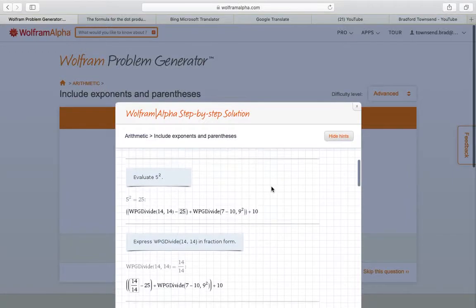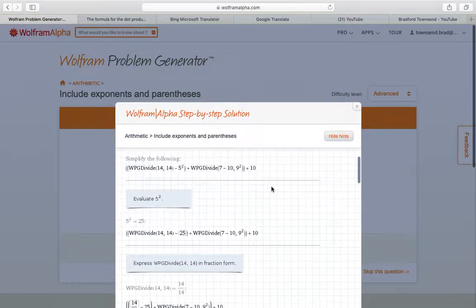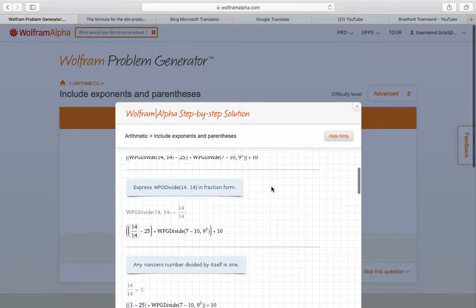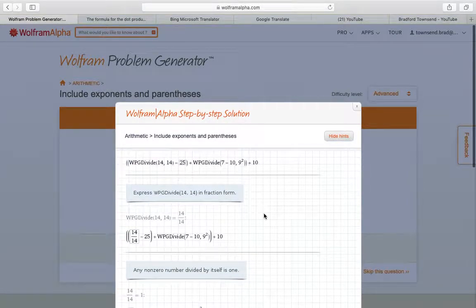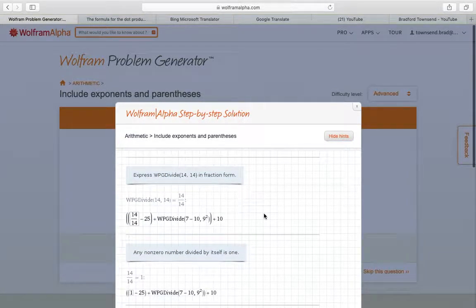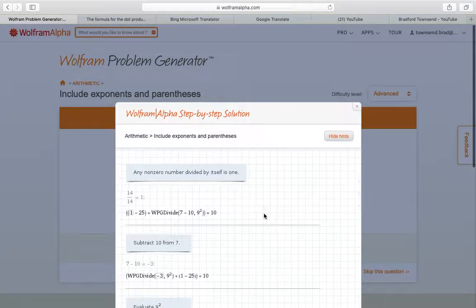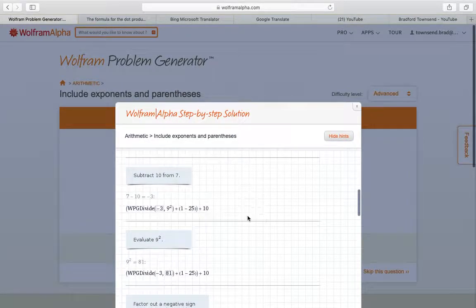Scroll to the top. Okay, so they did the 5 squared before the parentheses. Okay, let's see what it says. Express dividing 14 by 14. Any non-zero number divided by itself is 1. Subtract 10 from 7 gives you negative 3. That's here.